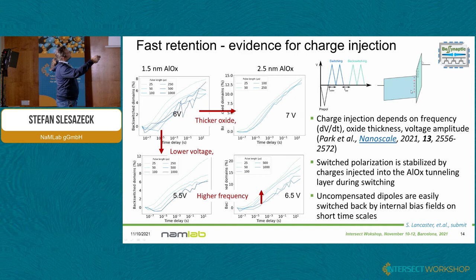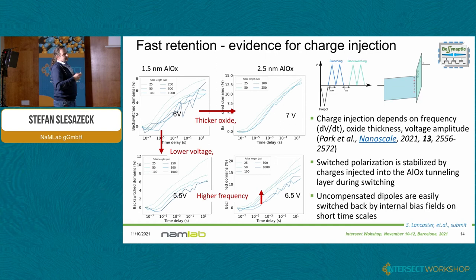So you might have a very fast pulse here with not a lot of charge injection, which might lead to flipping the hafnium oxide, or the polarization of the HZO, just by the ferroelectric switching. And afterwards, you get a really large field, which results in charge injection.